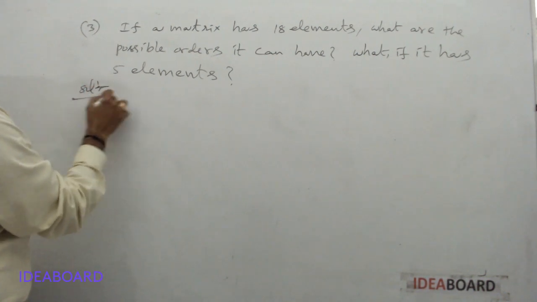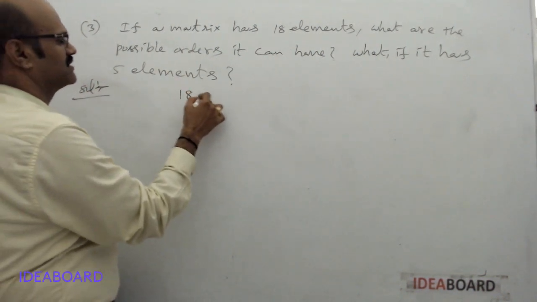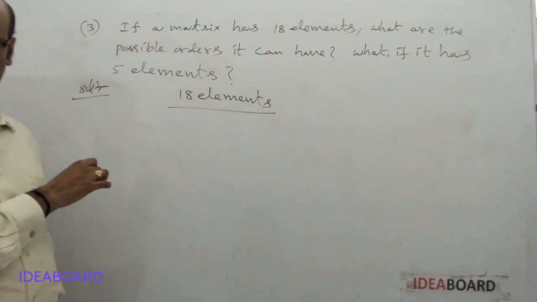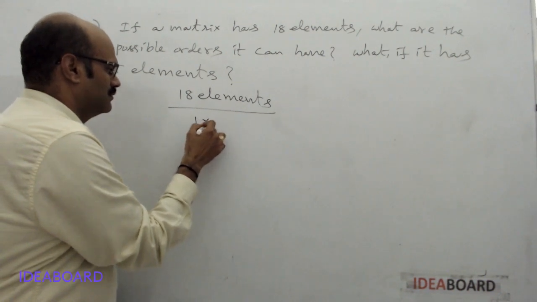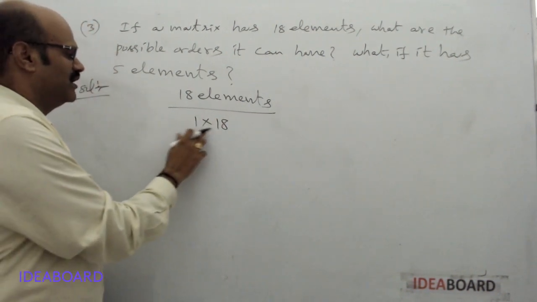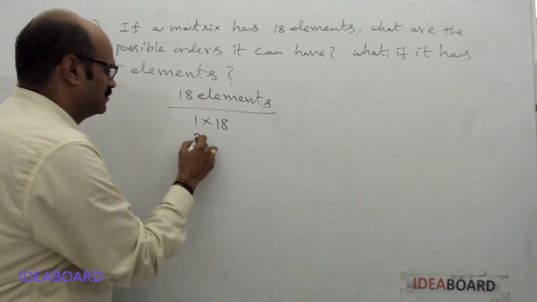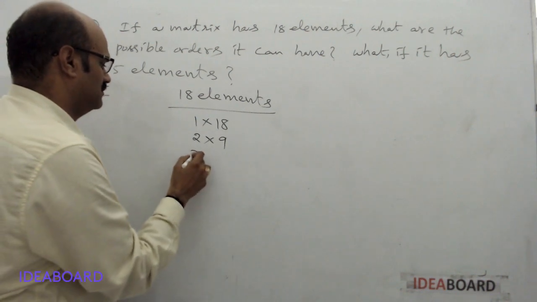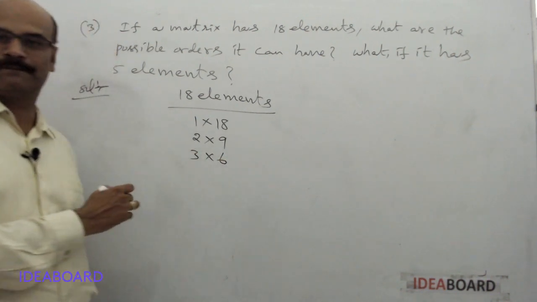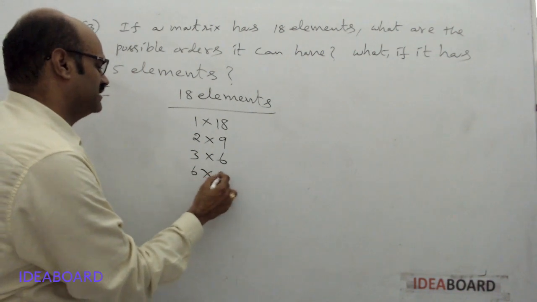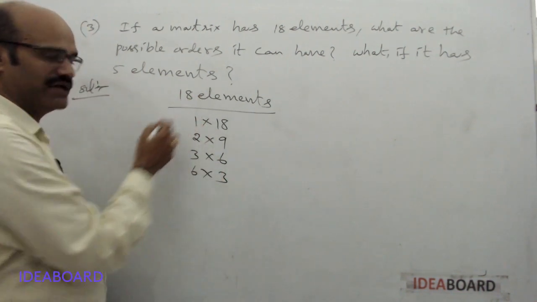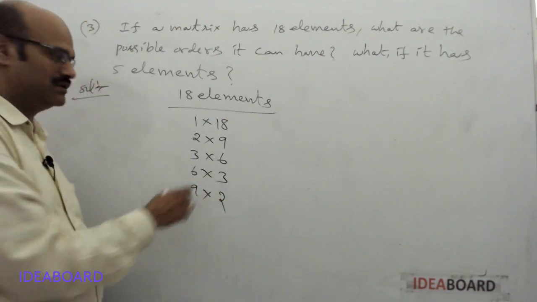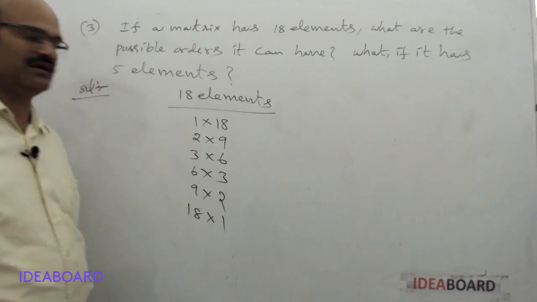Solution. If a matrix is having 18 elements, the possible orders can be 1 by 18, 1 into 18 equal to 18, 2 into 9 equal to 18. So 2 by 9 you can take, 3 by 6, 6 by 3, 6 into 3 equal to 18. So you can take 6 by 3 and 9 by 2. Next 18 by 1. These are the possible orders.